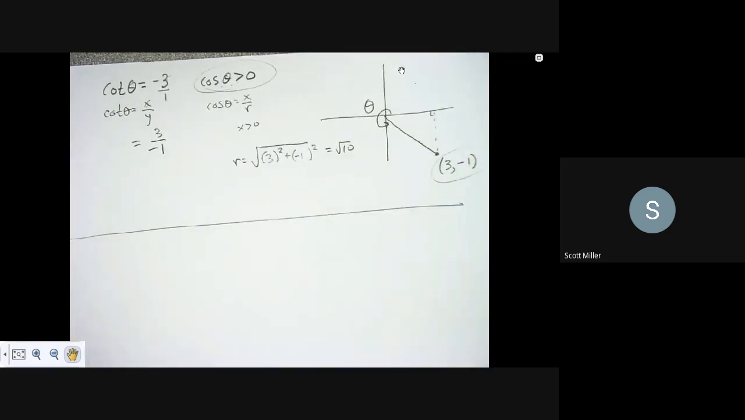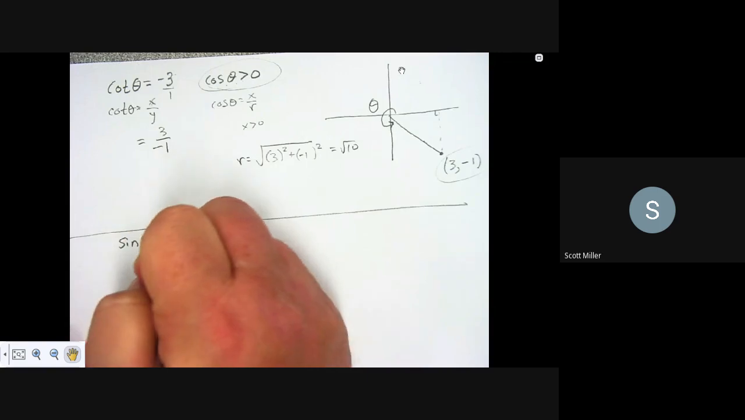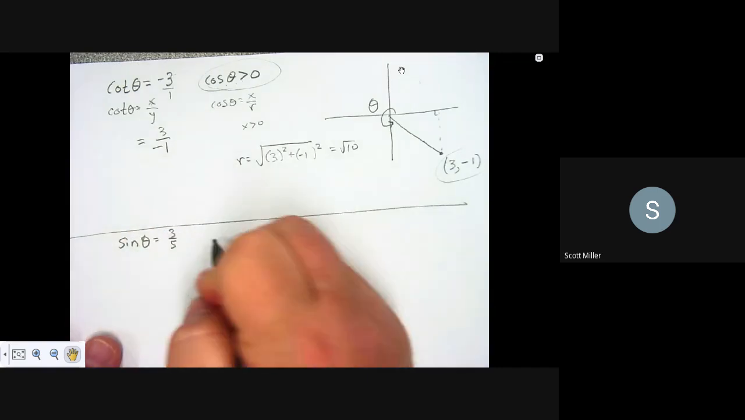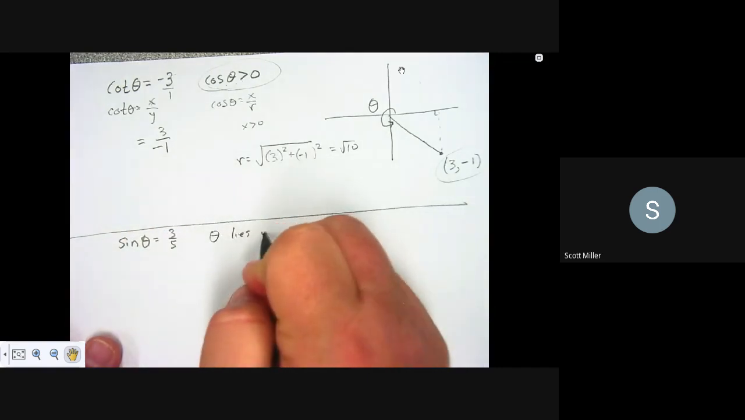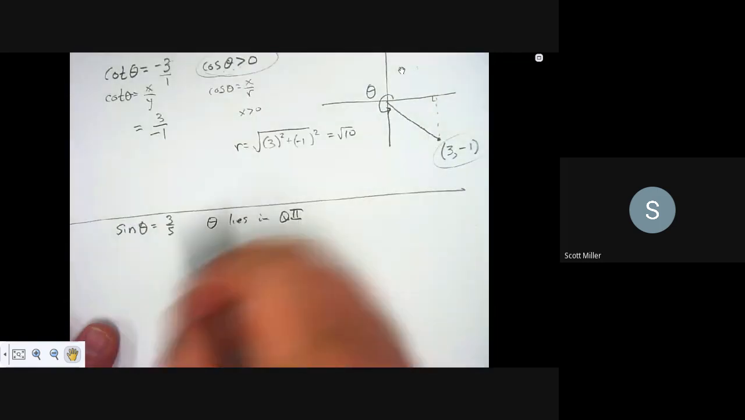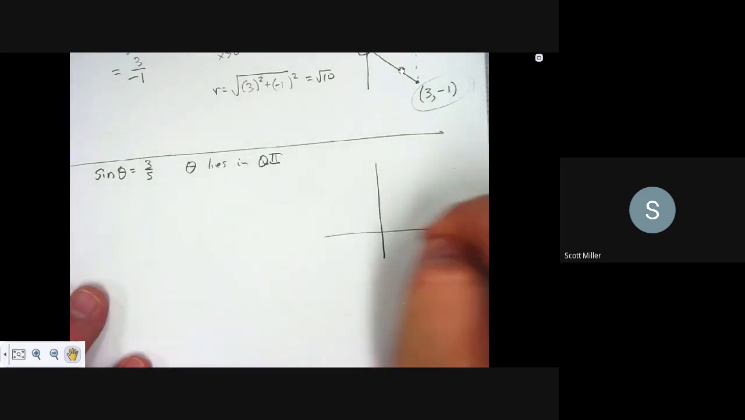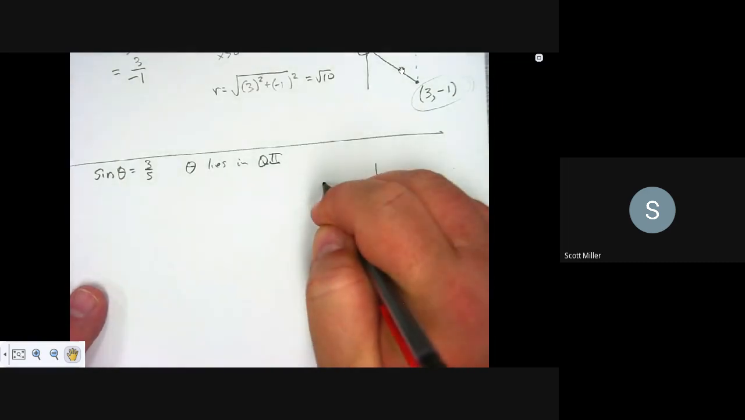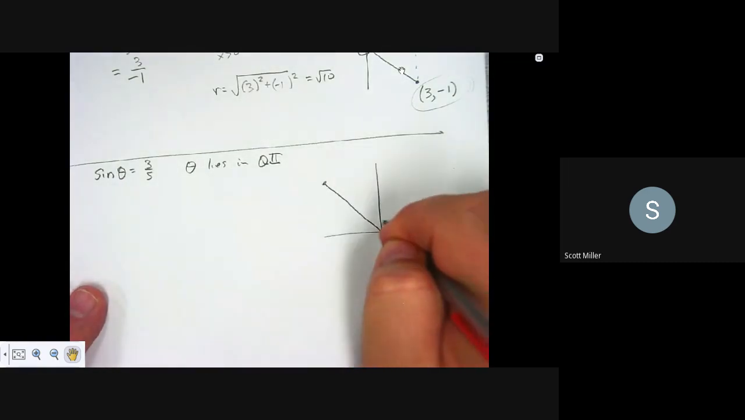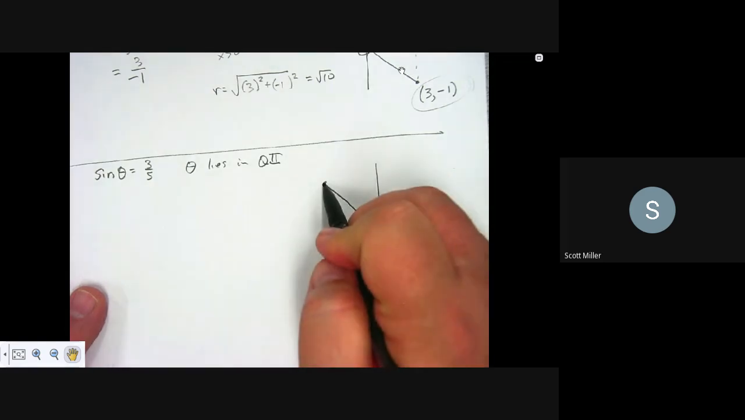Question number 5 says you have the sine of theta is 3/5, and then I tell you that theta lies in quadrant 2. That's nice. I tell you what quadrant it's in, which makes it a lot easier. So I already know my terminal side is over here somewhere. There is theta right there, and I have to find that point.